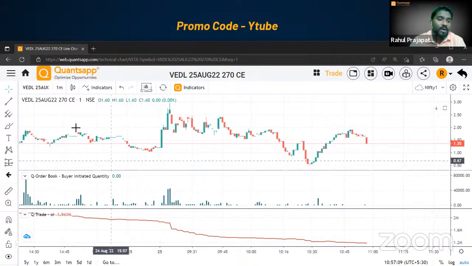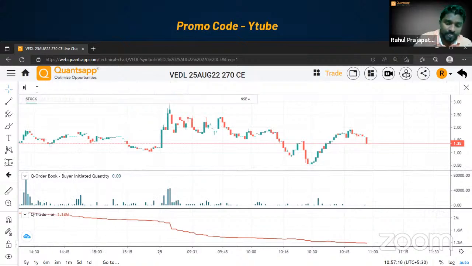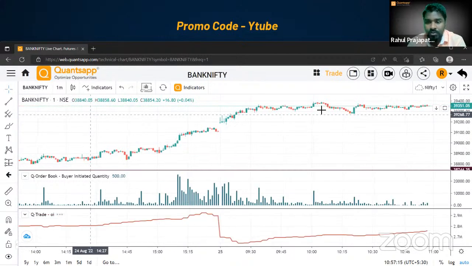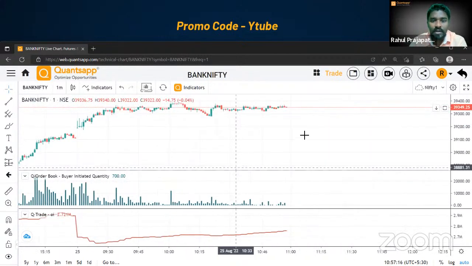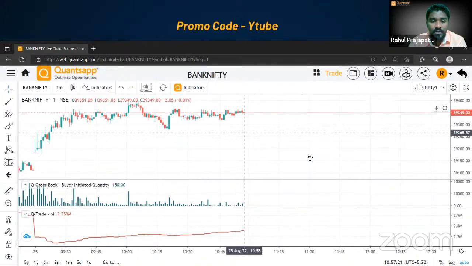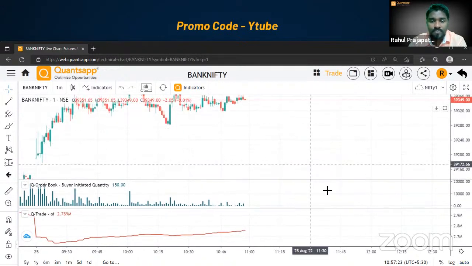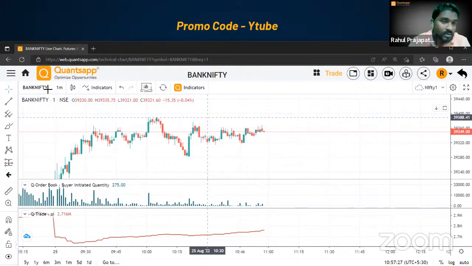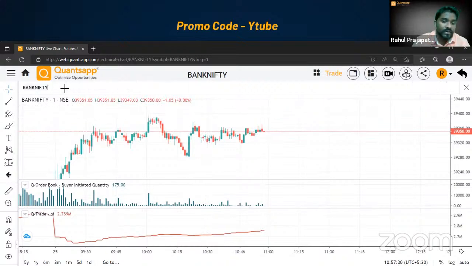So in Nifty now, let's check Bank Nifty also. Bank Nifty is also consolidating, right? Any breakout above these levels will give you a good return. So any breakout above this level, 39,400, right? Anyhow, let's go and check 39,500.